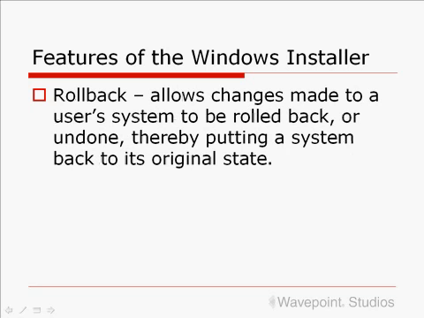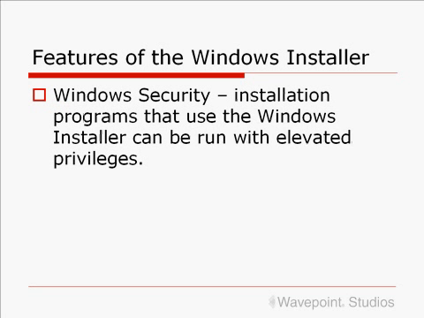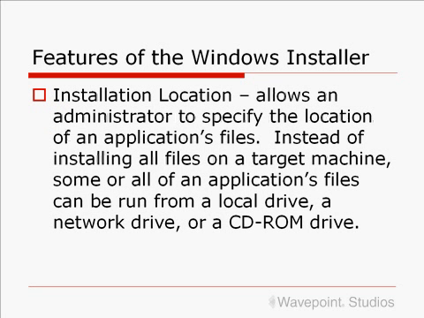Rollback. This allows changes made to a user system to be rolled back after an aborted installation, thereby putting the system back into its original state. Windows Security. Installation programs that use the Windows Installer can be run with elevated privileges. And finally, installation location. This allows an administrator to specify the location of an application's files.